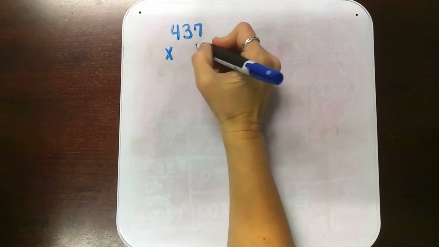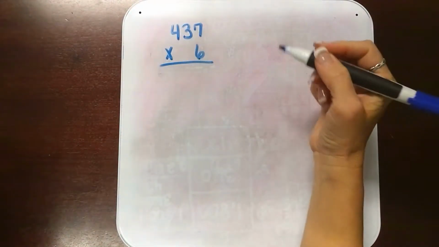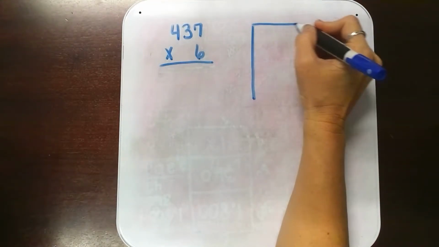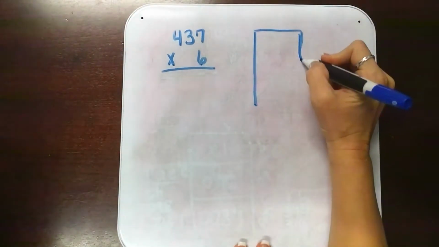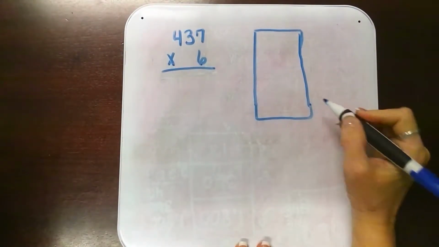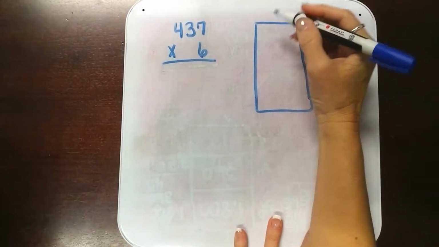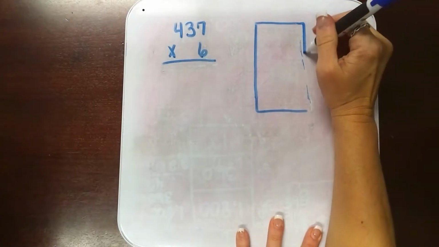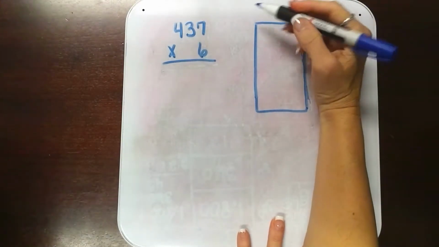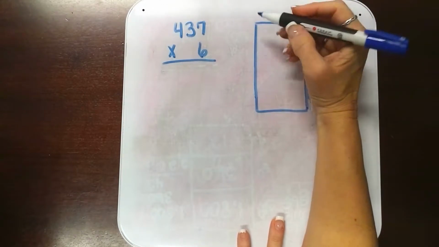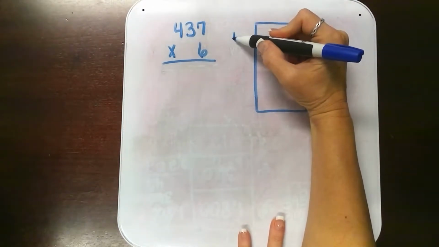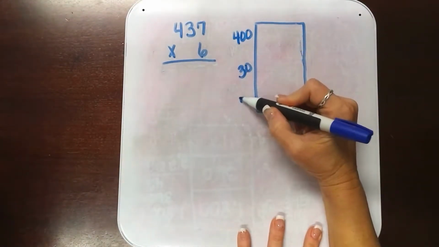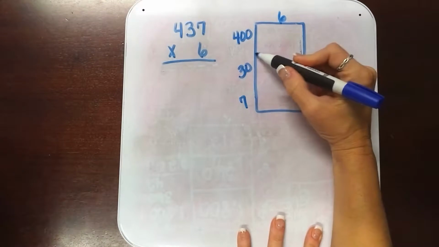437 times 6. Now, students will have been working with the area model for a few days now, so that is the first thing I want them to do. So I want them to go ahead and create that area model. My area model doesn't look really good. So I'm going to create the area model, and we're going to break up 437 into its values. So 400 plus 30 plus 7, and we're multiplying all of that by 6.